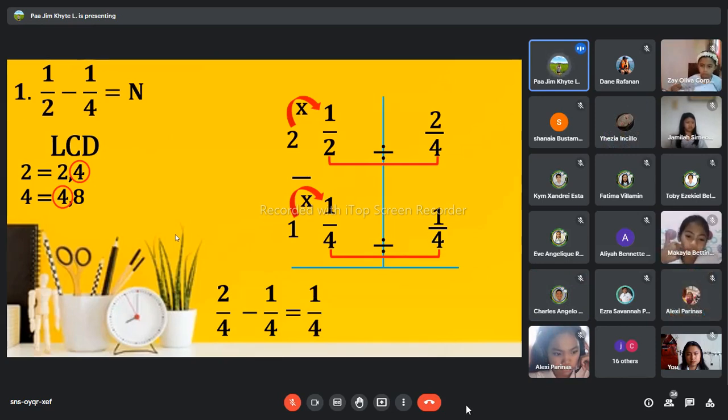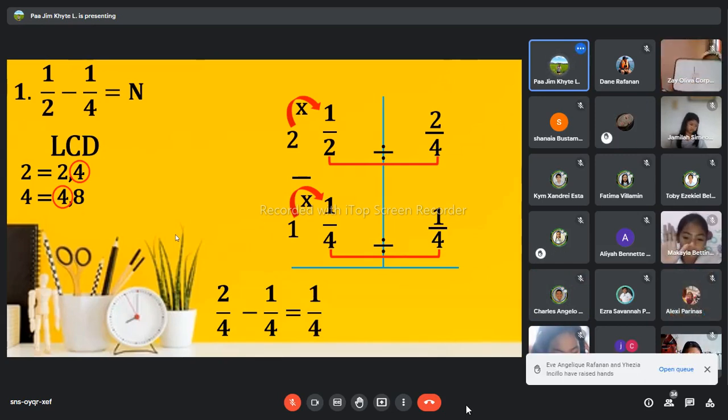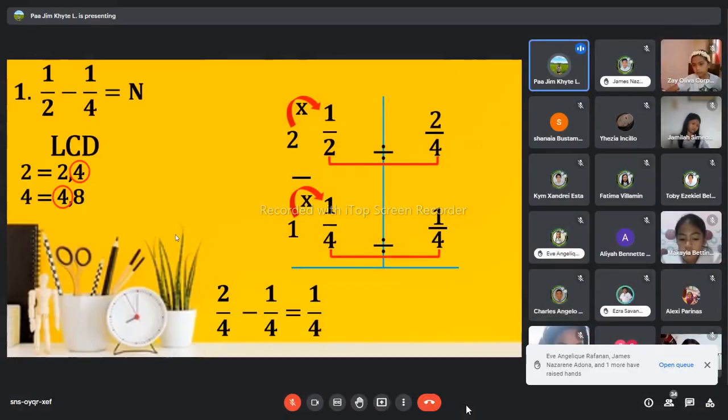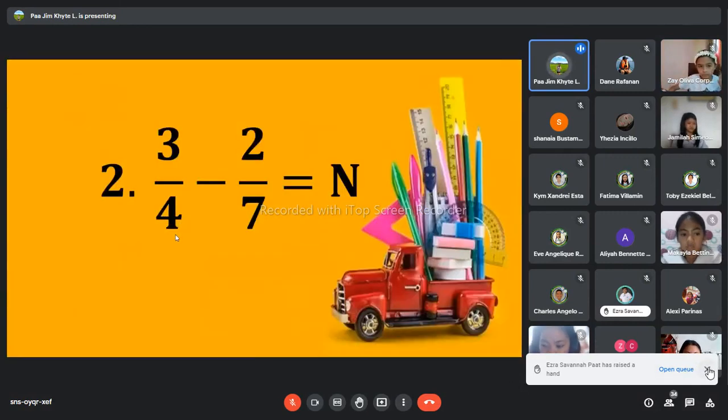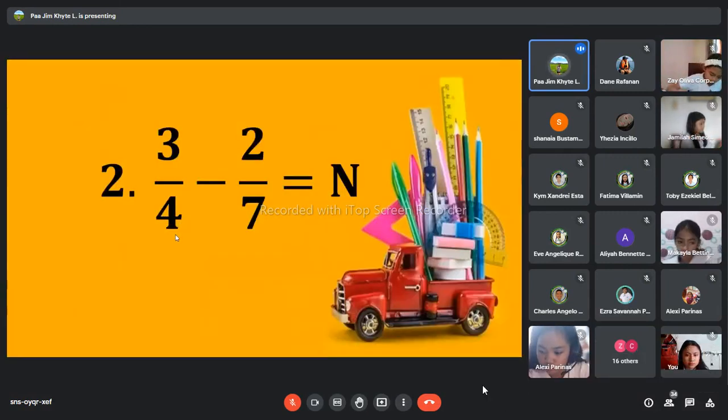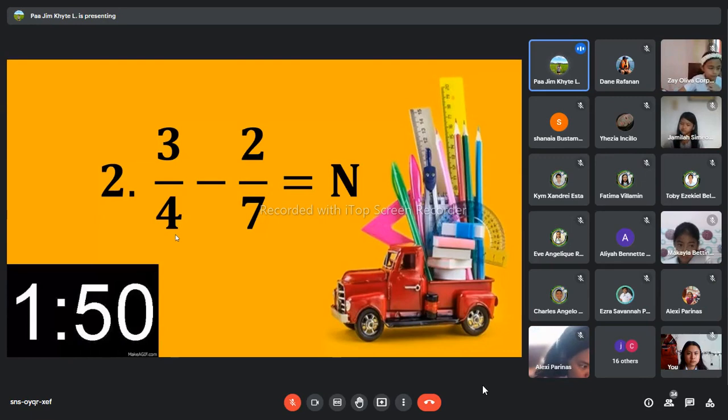Raise your hand if you got the correct answer. Very good. Let's take a look at the second equation. 3/4 minus 2/7 is equal to n. And you have 2 minutes to answer that.